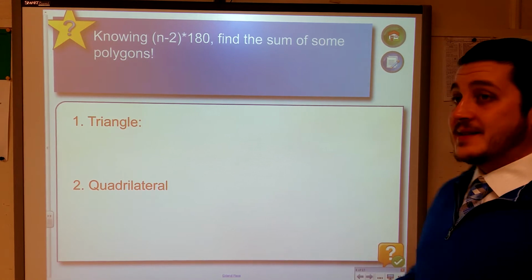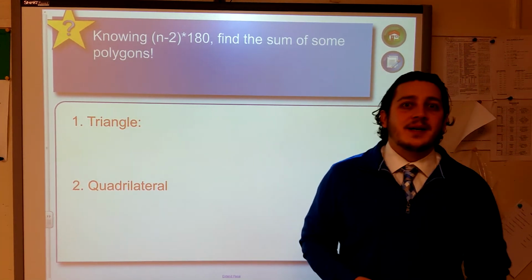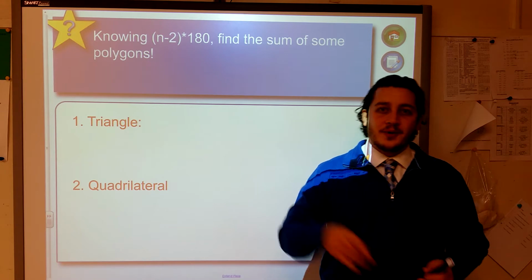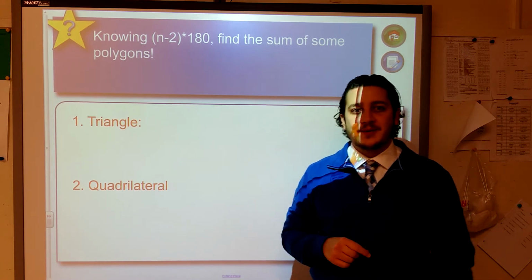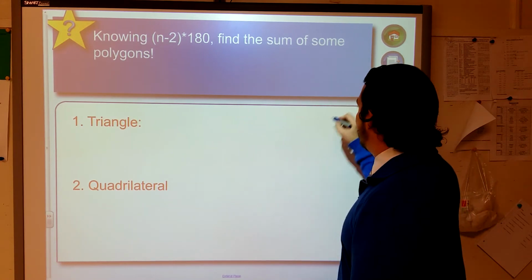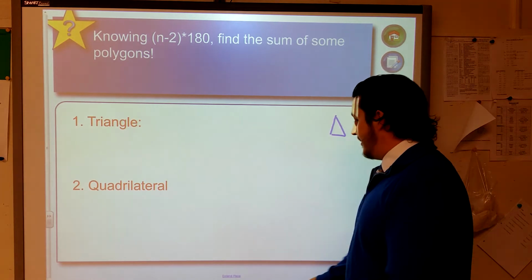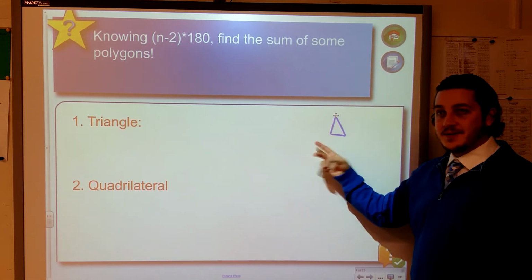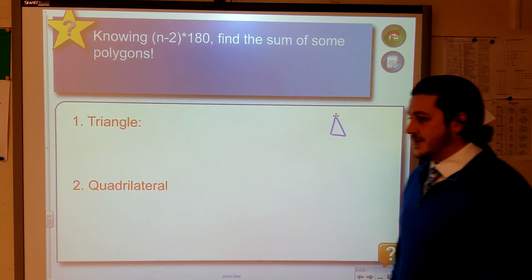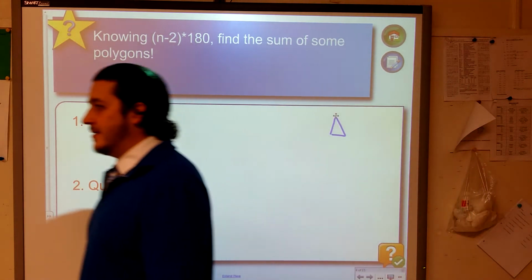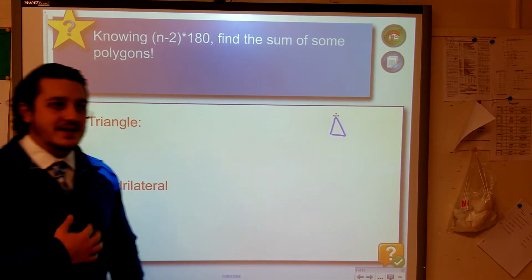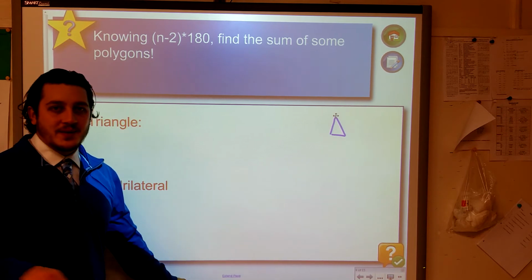So, what's the sum of the angles of a triangle? I mean, we've done it a bunch of times. Think about it. What do the 3 angles of a triangle add up to? We were looking at it. I want to know these 3 angles here. What do these 3 angles add up to? I'm hoping we got that answer.